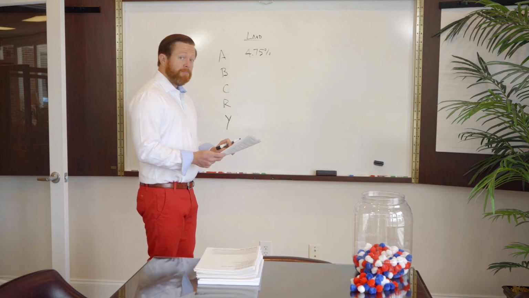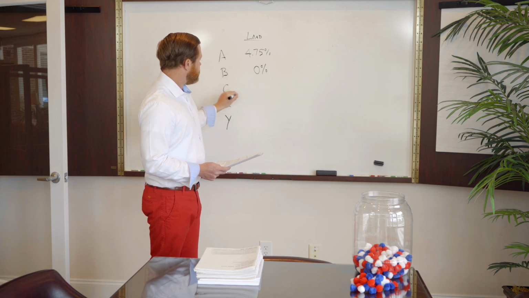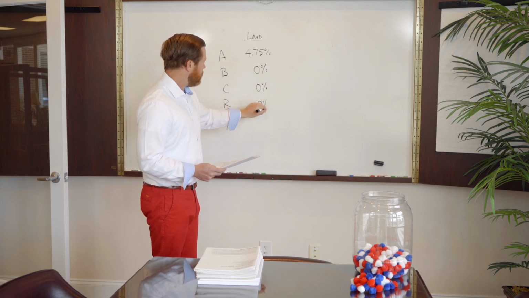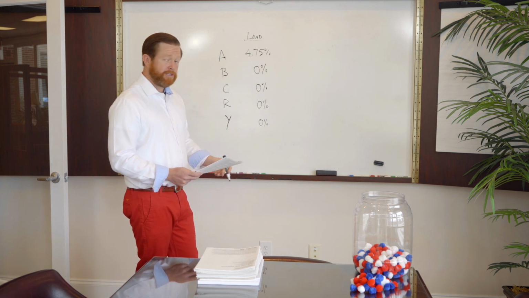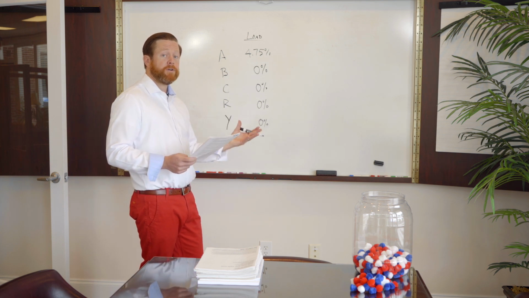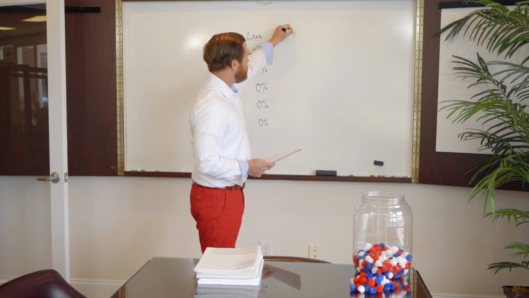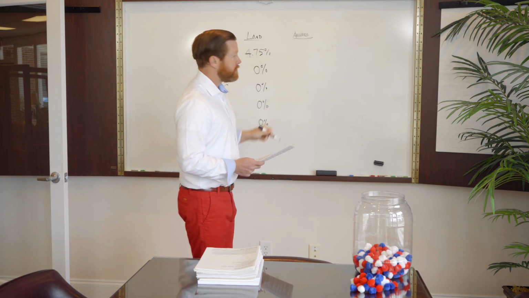You look at their B share, there is no front load. Same with the C, same with the R, and same with the Y. So that's looking pretty straightforward as far as which ones we want to look towards and the ones we want to avoid. However, now we're going to get into what the annual expense on each of these funds looks like.